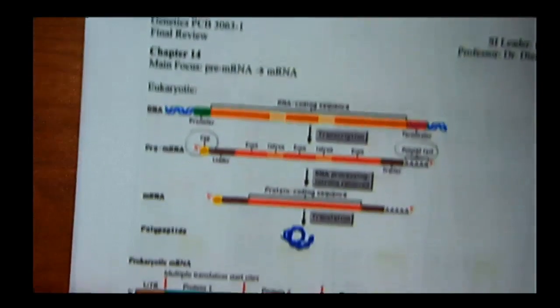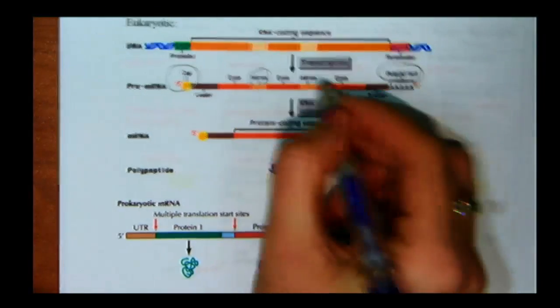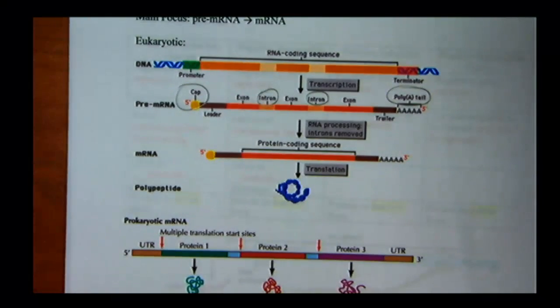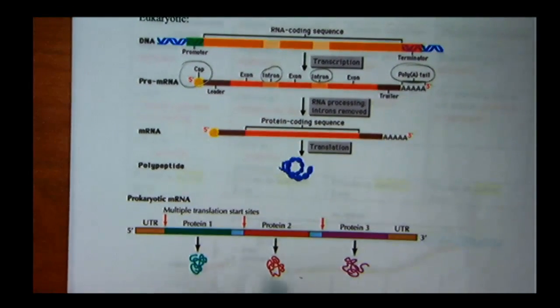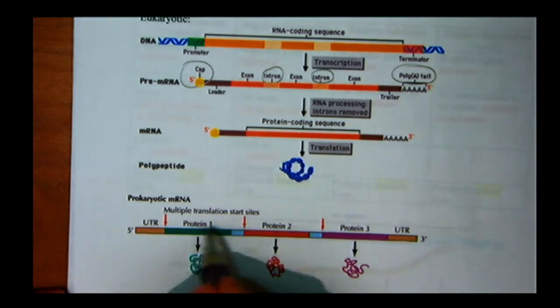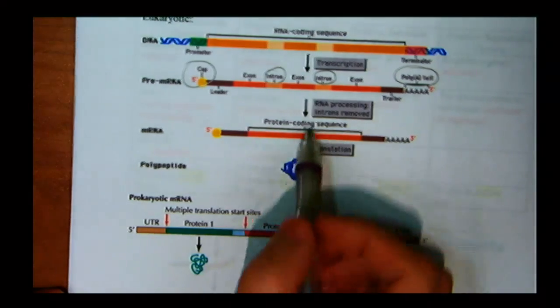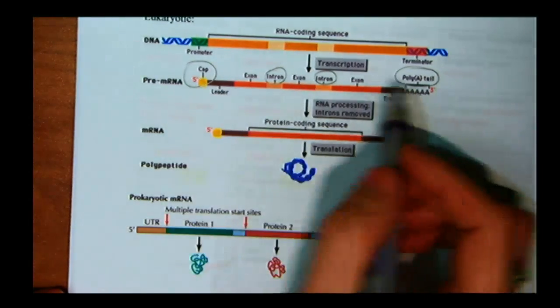But we have so much modification needed to take out introns, add things, all that stuff. We can't really use operons. There's too much junk in the way. And then chapter 15, this was translation. And here, again, if you kind of understand the process of this diagram, you should be good to go.